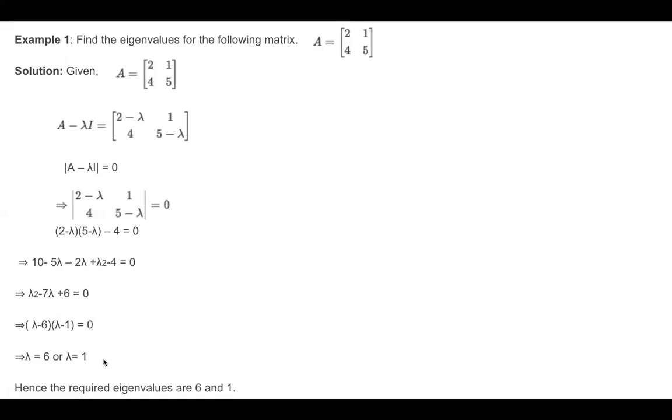So hopefully this helped. You can do some more examples, take some more matrices, just assume some matrices. Apply this formula, try to compute your eigenvalues.